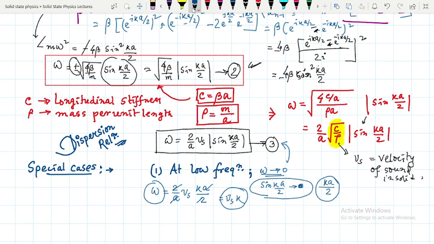Okay, so now we can introduce the terms of phase velocity and group velocity associated with the vibration.